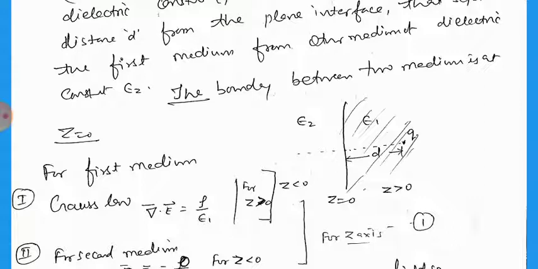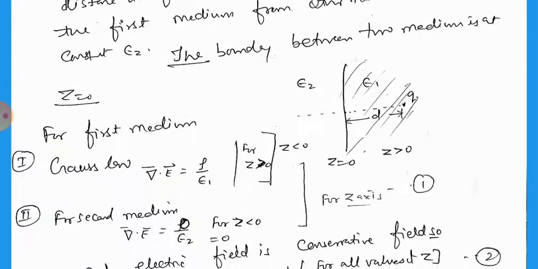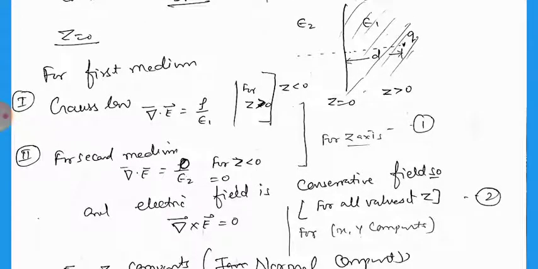For the first medium, we can use Gauss law, del dot E equal to rho by epsilon 1, where rho is the volume charge density, and this holds for z greater than 0. For z negative, because in the second medium there is no charge density, del dot E equal to 0 by epsilon 2, which gives 0, for z less than 0. And for the remaining components, we can use the conservative nature of the electric field, del cross E equal to 0.